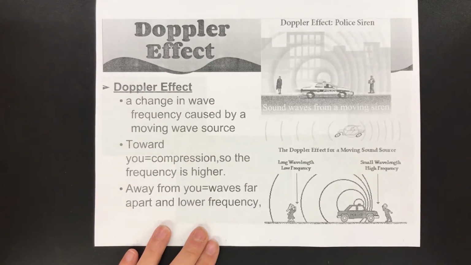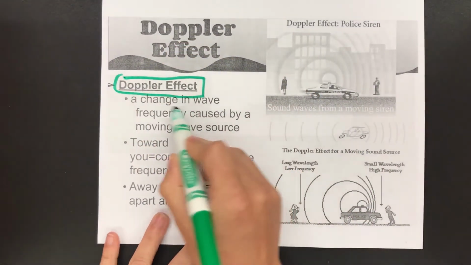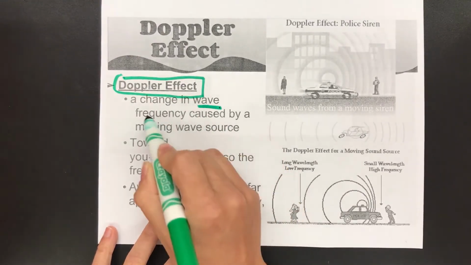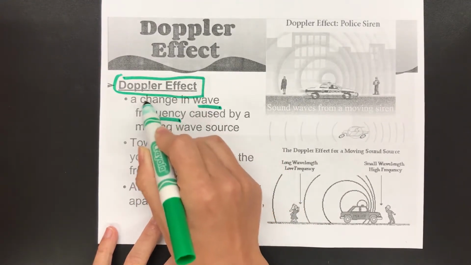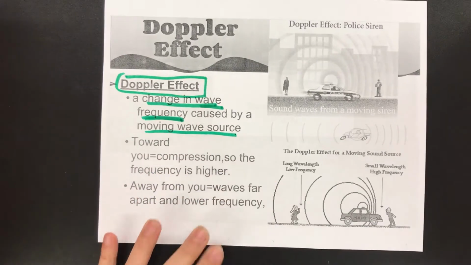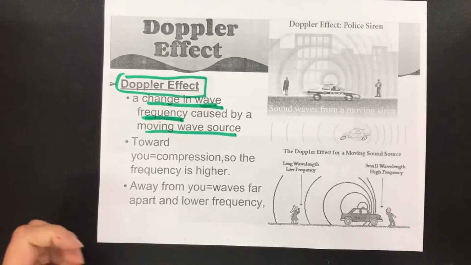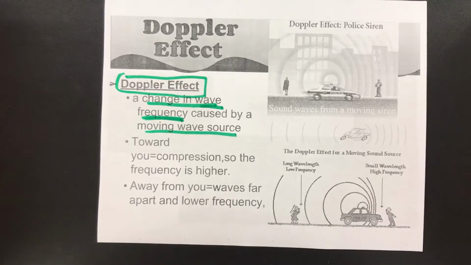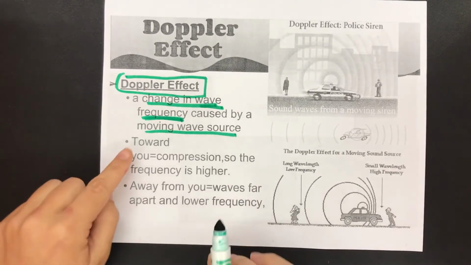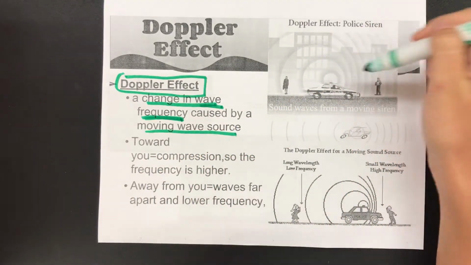All right, Doppler effect, vocab word, is the change in wave frequency. So it's the change in wave frequency caused by a moving source. The most common thing here is a siren. All right, so just as I'm talking, mentally think of hearing a siren going past you as you're standing on the street.